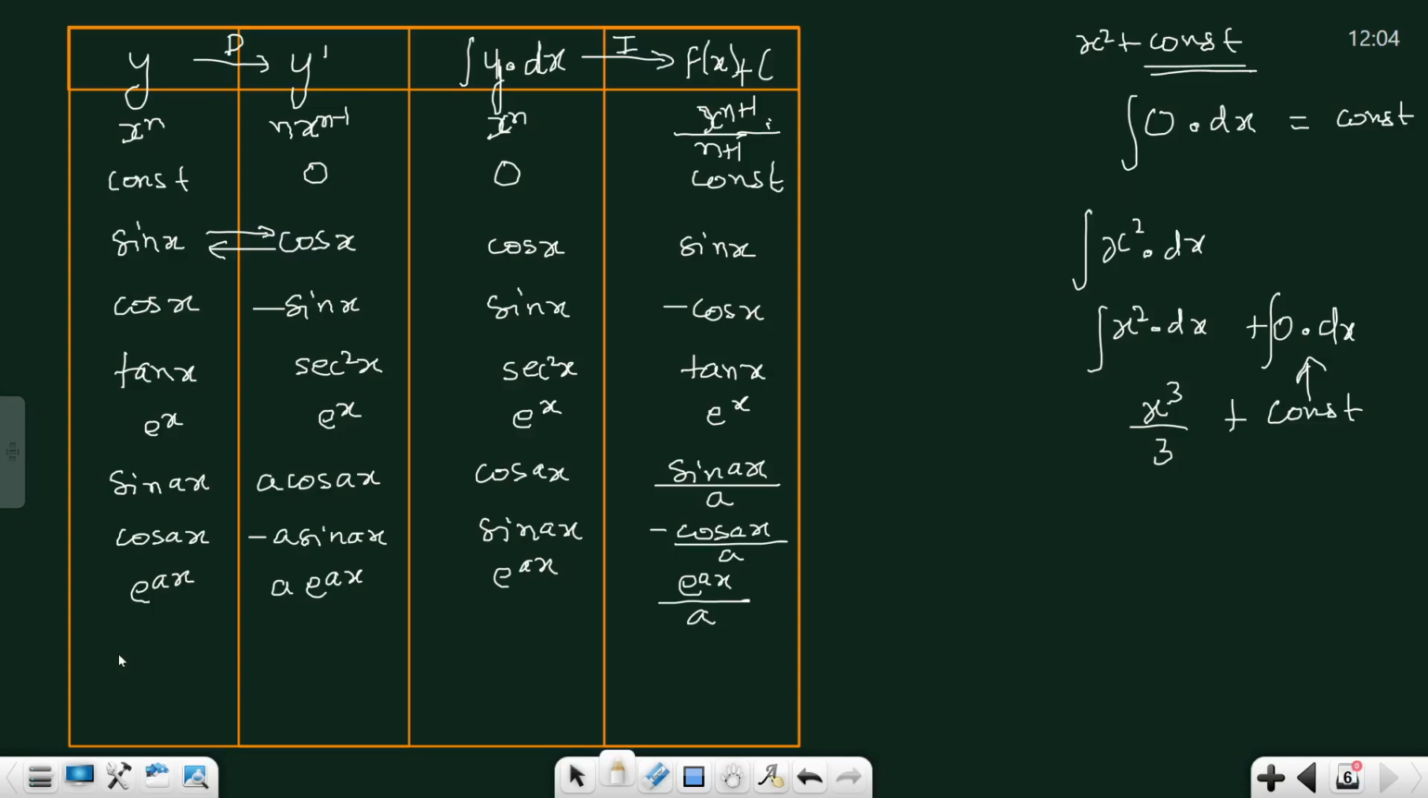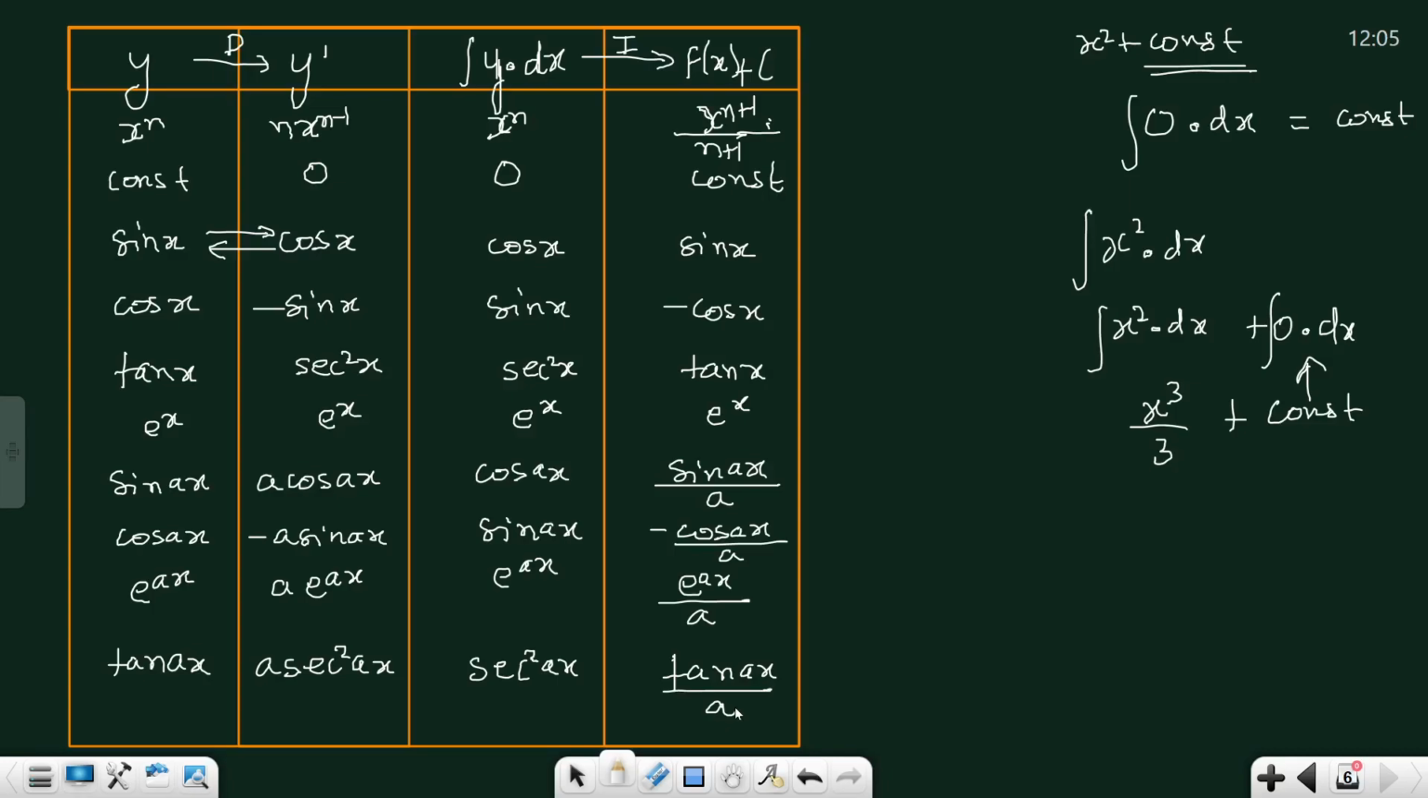Now if you have to differentiate tan ax, then you will get a sec square ax. And suppose if you have to integrate sec square ax, then the answer will be tan ax divided by a. Did everyone understand this? The complete table. If you have any doubt in any process, you can ask here. Ask now, we will see the rest later. Okay?